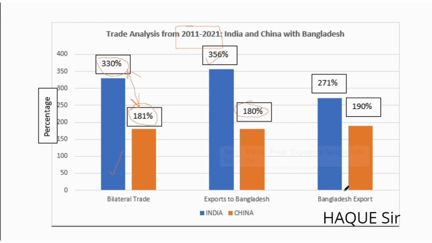Now the third category is Bangladesh's exports to India and China. Bangladesh's exports to India have grown by 271% and to China by 190%. So here we do not find much difference. Bangladesh's exports to both countries have grown, definitely with a slightly higher growth rate to China. However, the gap is smaller, indicating that Bangladesh's export growth to both countries is more balanced compared to import growth. So this overall chart has some strategic significance also. This also gives some strategic insights.